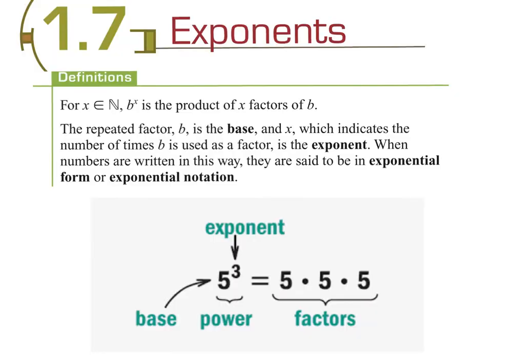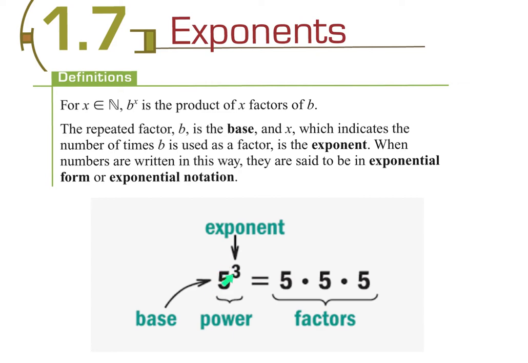Exponents. The definition says for x an element of the natural numbers 1, 2, 3, 4, 5, b to the x is the product of x factors of b. The repeated factor b is the base, and x, which indicates the number of times b is used as a factor, is the exponent. When numbers are written in this way, they are said to be in exponential form or exponential notation. So right here, this is exponential form or exponential notation.